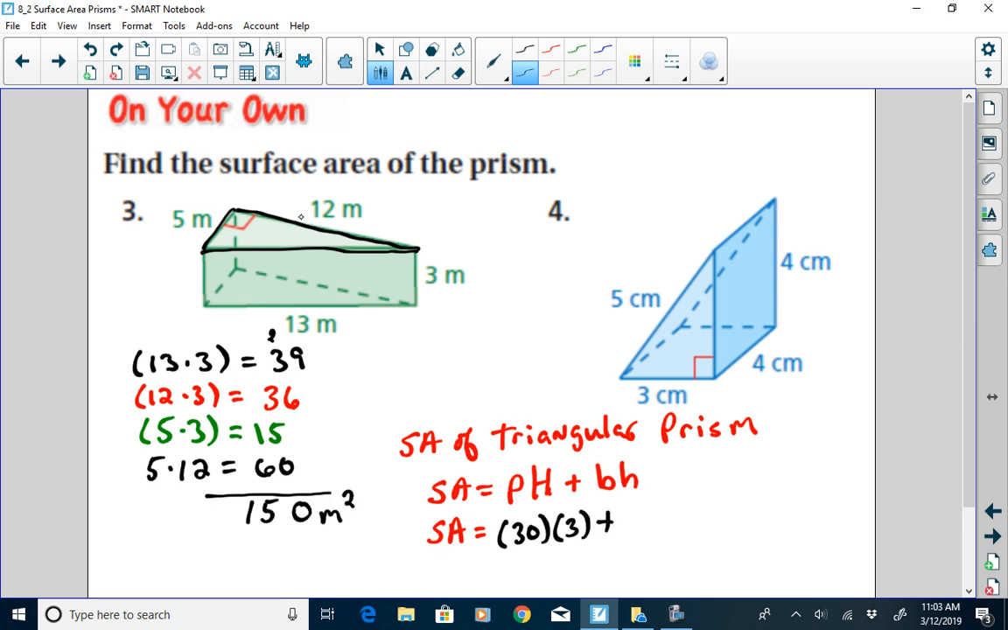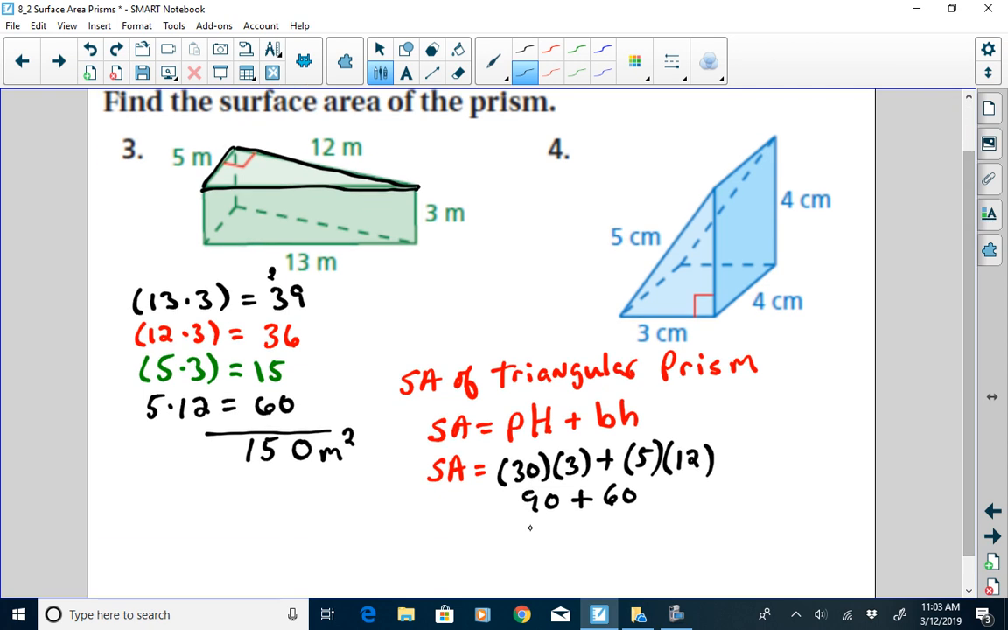Plus, now I need the base and the height of the triangle. That's going to be 5 times 12. All right, that's 5 times 12. 30 times 3 is 90. 5 times 12 is 60. 90 and 60 also give us 150 square meters. So I see that I get the same area decomposing, or I get the same value, same surface area if I use my formula.